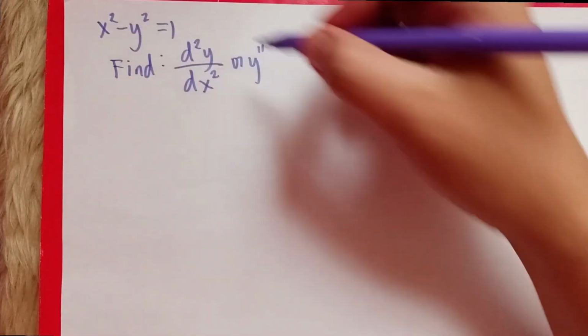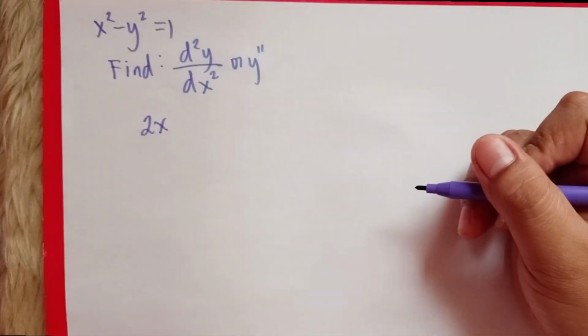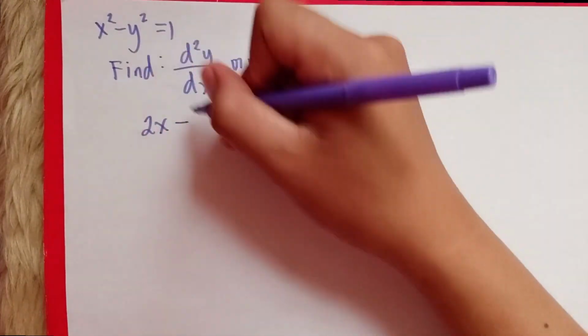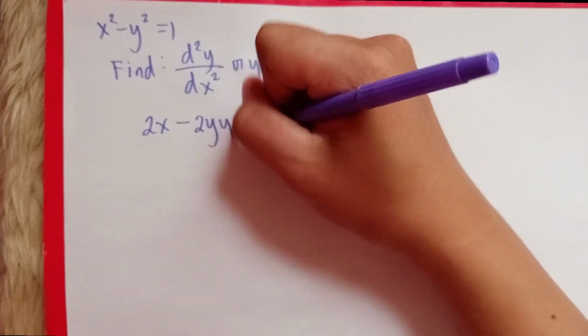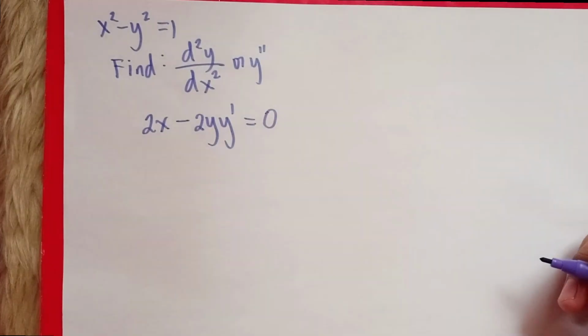So, differentiate natin tong function na to. Derivative of x squared, that is 2x. Okay? Minus derivative of y squared, that is 2y y prime, equals derivative of 1, that is 0.